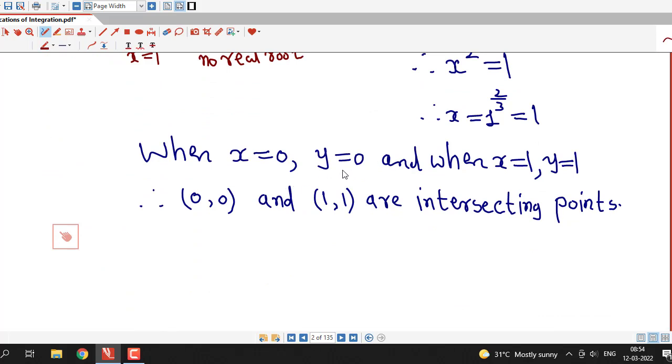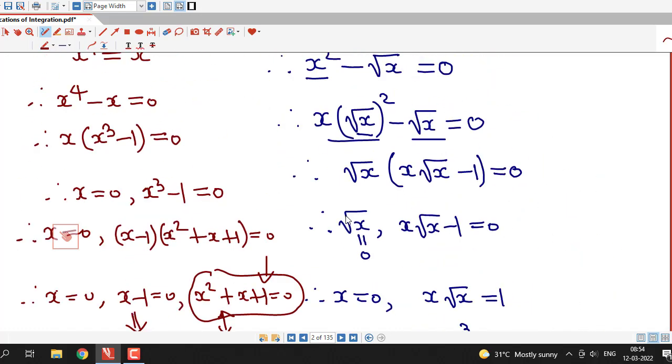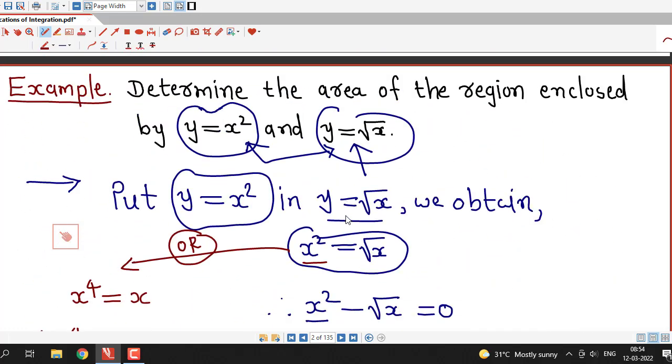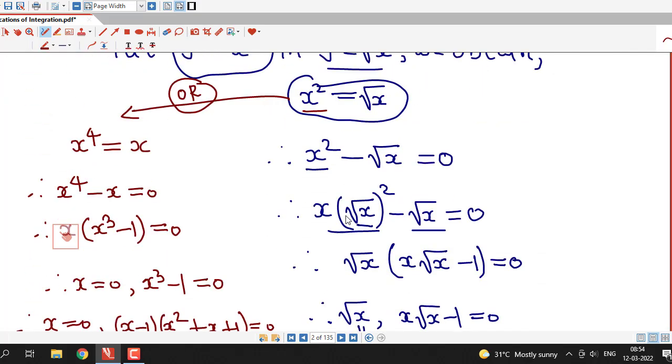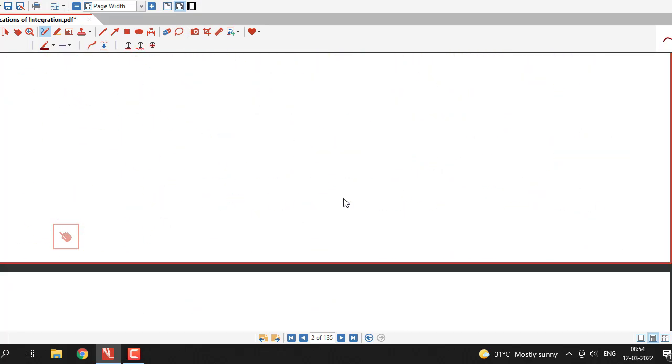And when x is 0, y is 0, therefore one intersecting point is 0, 0, another intersecting point is 1, 1. So first step we have to do is decide the intersecting points of given curves. Now second step is sketch the region of integration. So once we decide the intersecting points, we can sketch the region of integration.